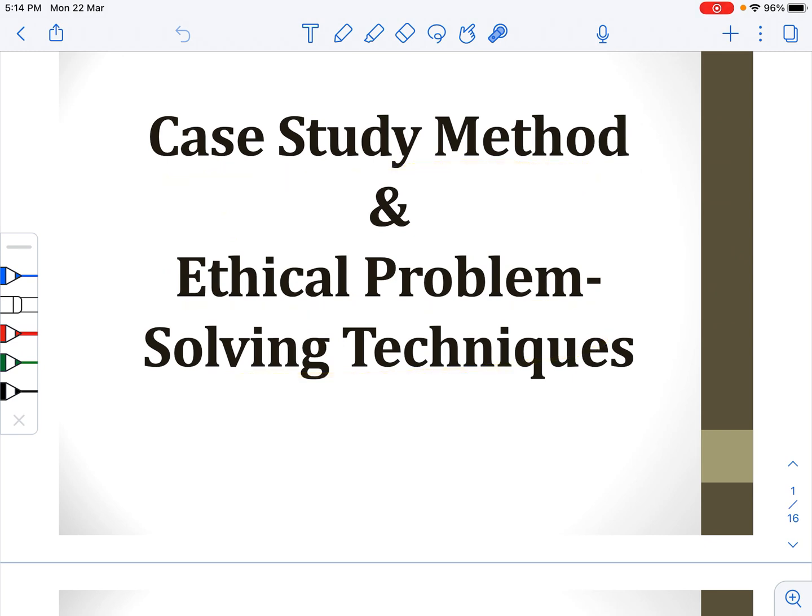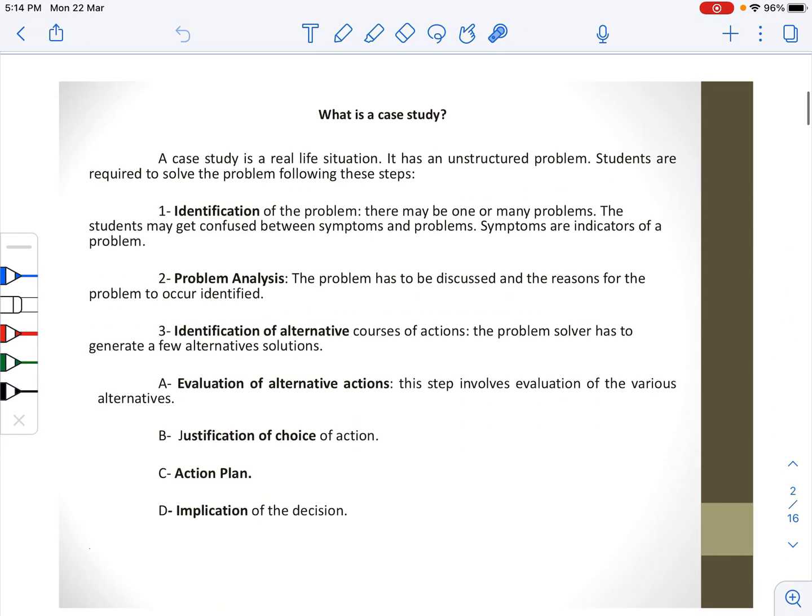Today we'll be learning about the case study method and ethical problem solving techniques. This is to guide you on how to answer the case study assignment. First of all, what is a case study? A case study is a real life situation. It will be like a story of a real life event. Normally, in a real life story, the event has unstructured problems, meaning the problems are not well organized. It will be everywhere, so it's complicated. So students are required to solve the problem following these steps.